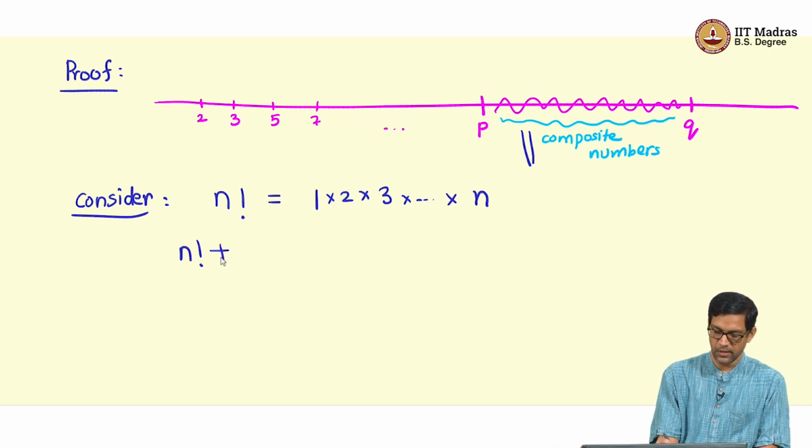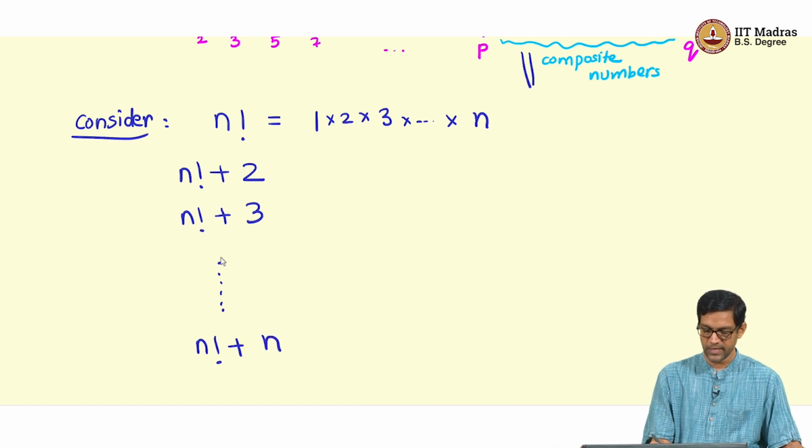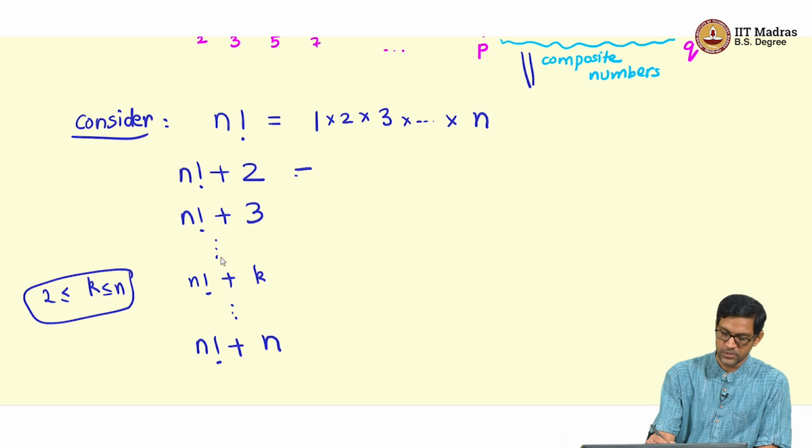Now if you look at the numbers n factorial plus, I am going to try and make composite numbers using n factorial. So here is the first one, look at n factorial plus 2, here is another one, n factorial plus 3, and so on. I want to go all the way till n factorial plus n. And in the middle I will have, say, n factorial plus k, where k is any number between 2 and n. So let us look at each of these and see that they are all in fact composite numbers.